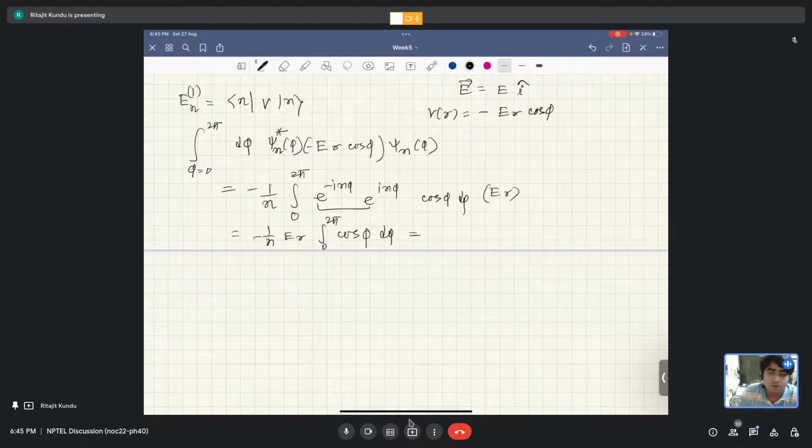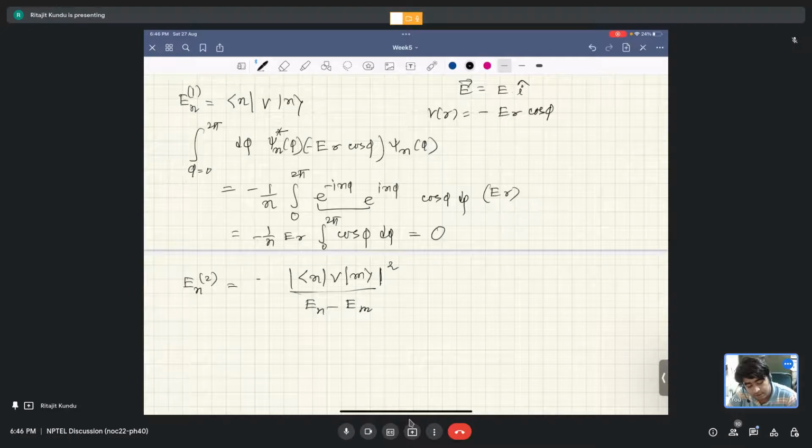You all know that cosine of phi, or any periodic function which has an average of 0, integrates to 0, so this also becomes 0. So the first order correction in this case is essentially 0. Then you have to look at the second order correction. E_n^(2) will be given in terms of matrix elements of this V, so we will have to calculate things like the nm-th component of V, divided by E_n minus E_m, with a summation over n not equal to m.